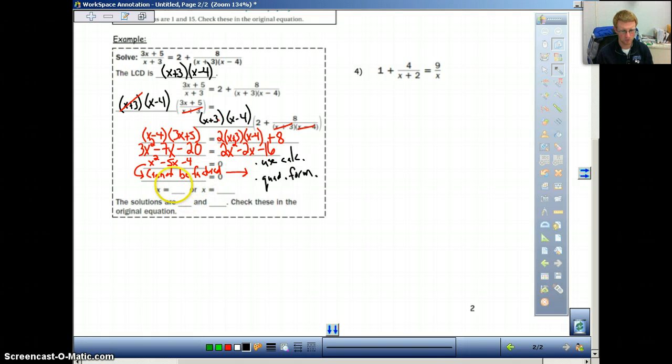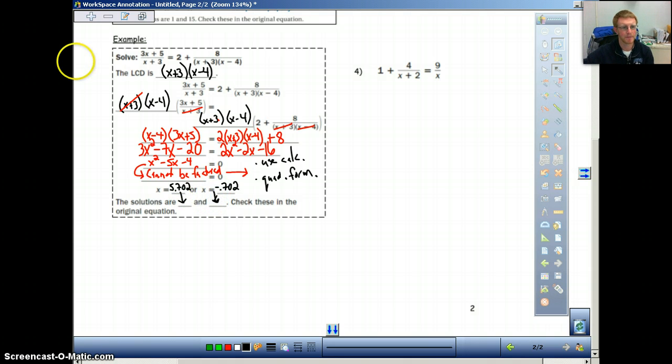And I have the values. You have a positive 5.702, and x also equals a negative 0.702. Okay, and you check those back into the original equation, and you find out that these are indeed the solutions.